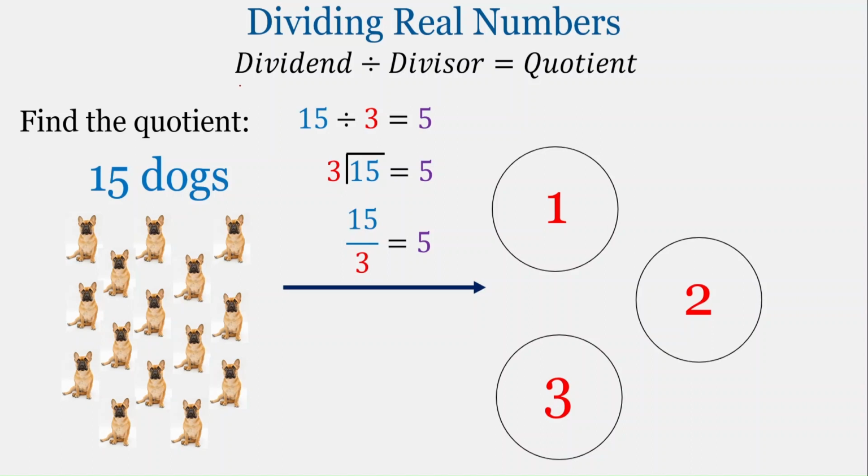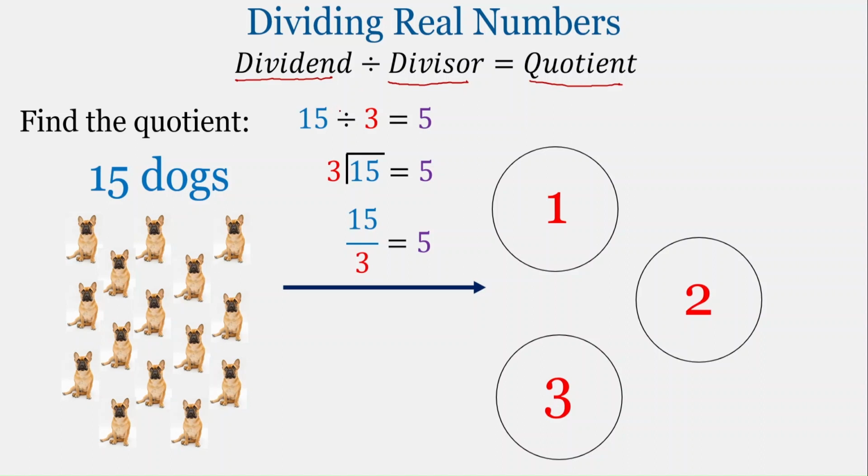As usual, a little bit of vocabulary to start. The dividend, well, that's the number being divided or shared. The divisor is the number of ways the dividend needs to be shared or grouped. And the quotient is the result or answer when we divide.